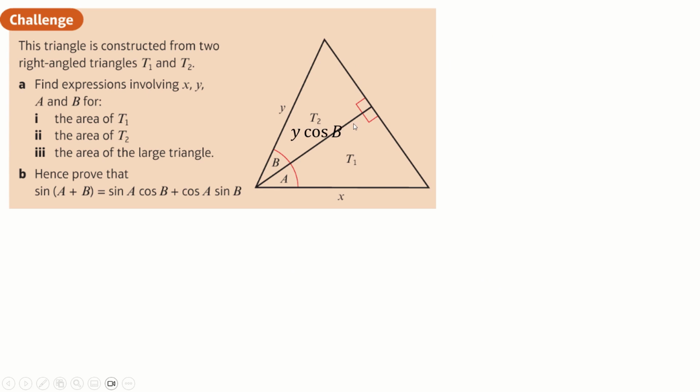It's just the unit triangle scaled up by factor y. So if this was length 1, this would be cos b, and this would be sine b. So it's just y cos b and y sine b. SOHCAHTOA also gives you that. And likewise down here, this is x sine a and x cos a.